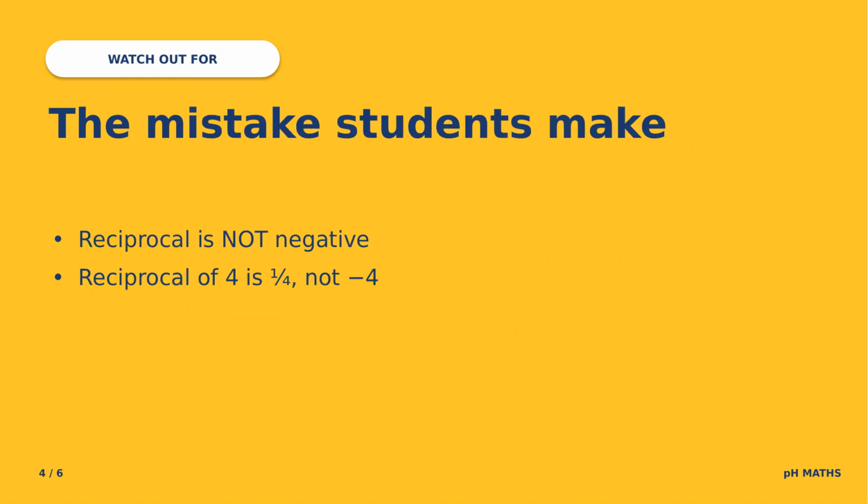Common mistake. Reciprocal is not the same as negative. The reciprocal of 4 is 1/4. That's 0.25, a positive number, not negative 4. Don't confuse the two. Reciprocal flips. Negation changes sign, and these are two different operations.